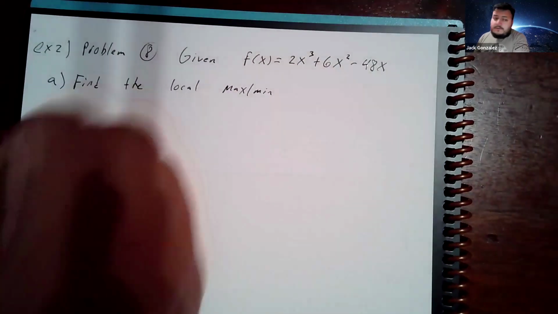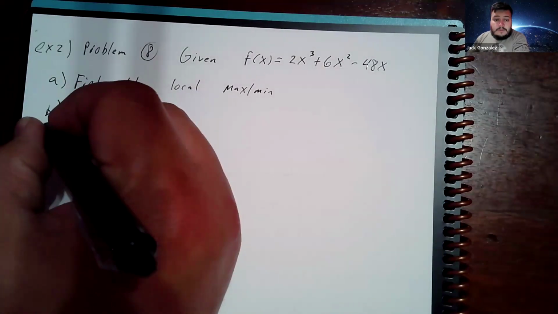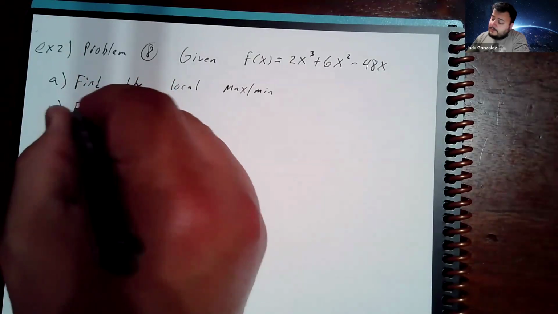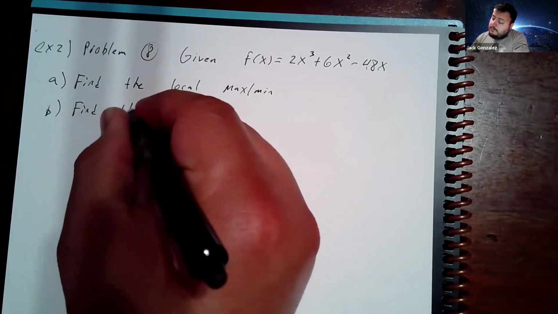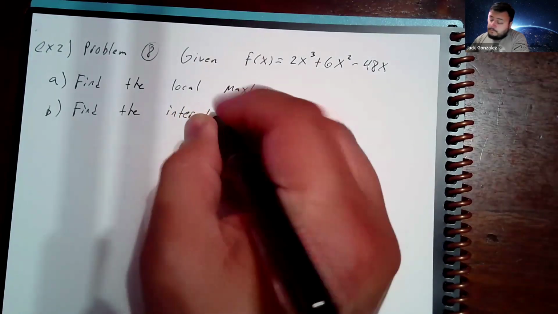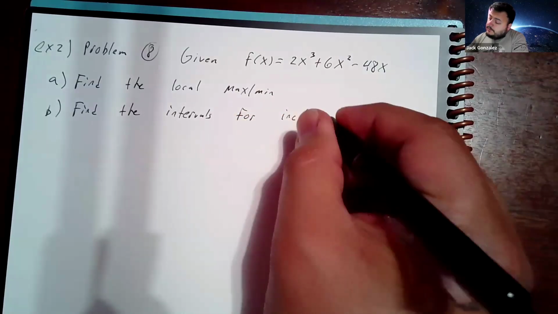Okay, so part A, find the local max and min. It's problem 8 from the homework. Part B, find the intervals for increasing, decreasing.